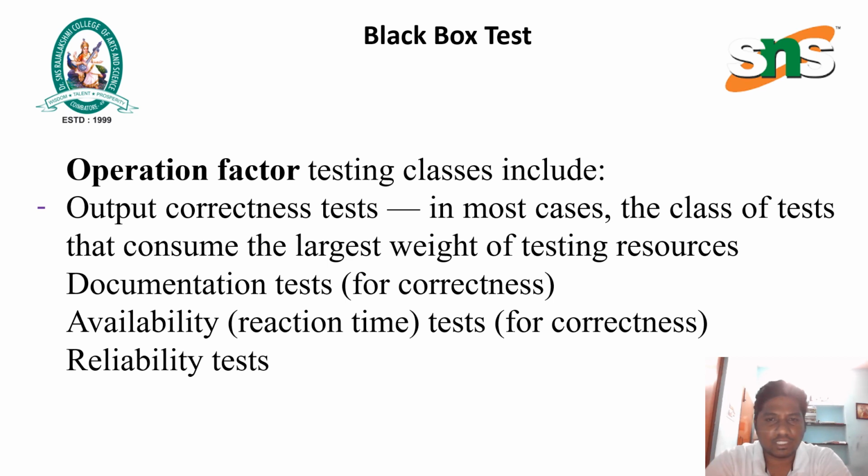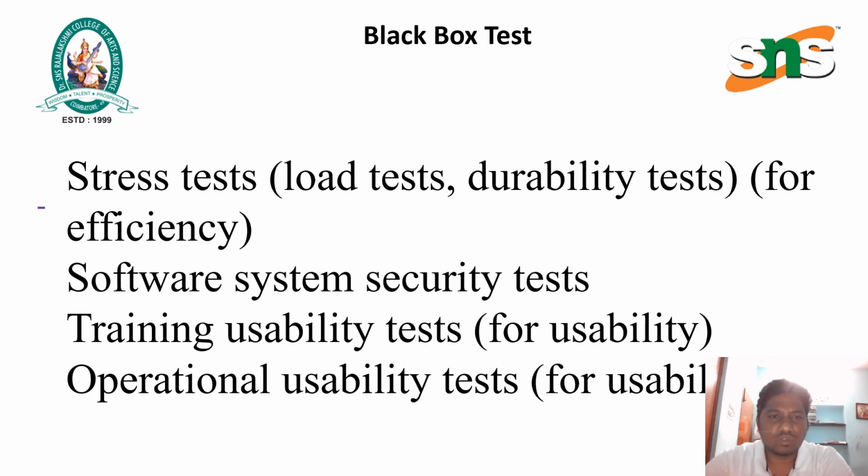So the operation factor testing is classified into these types of tests. The first is the output correctness test, the second is the documentation test, the third is the availability test, and the fourth is the reliability test. Next is the stress test, load test, and durability test for efficiency. Then the software system security test, training usability test, and operational usability test for usability. So these types of testing are available for test cases.